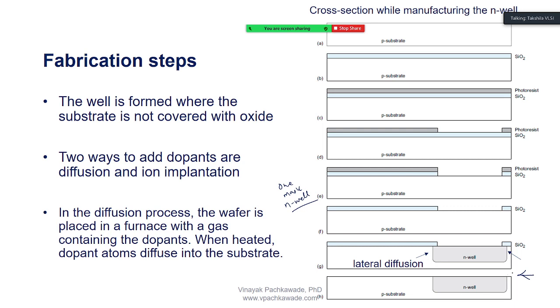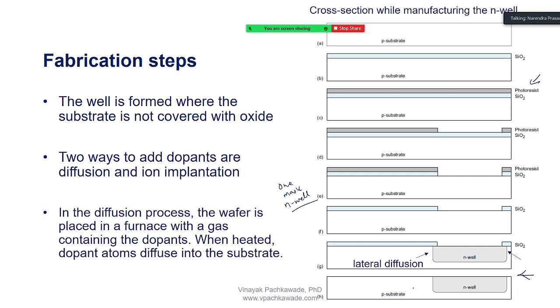Okay, so they might ask: what about the P substrate, can't we take it as a mask? No, the P substrate is just a mechanical base or mechanical support. It's a silicon wafer on which we want to fabricate our devices.